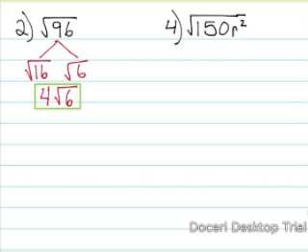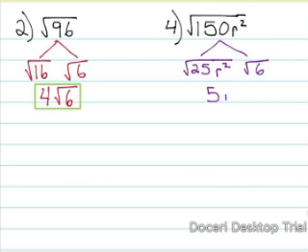Looking at number 4, we have 150 r squared under the radical sign. Again, we want to break this down into two separate square roots, one perfect square and one not so perfect square. Well, 150 has 25 that can go into it, and it has a 6. 25 times 6 gives us 150. That r squared is in fact a perfect square, so we can put it on this side. And now we want to simplify a little bit. The square root of 25 is 5. The square root of r squared is r. And then we leave our square root of 6 on the end there. And that is our answer. There's no more perfect squares under the radical sign.